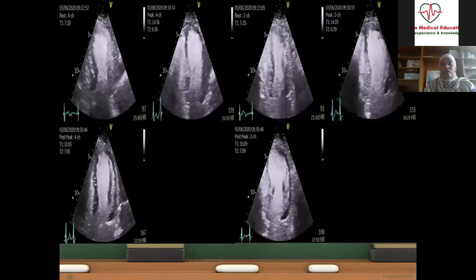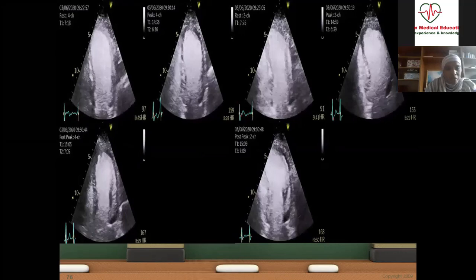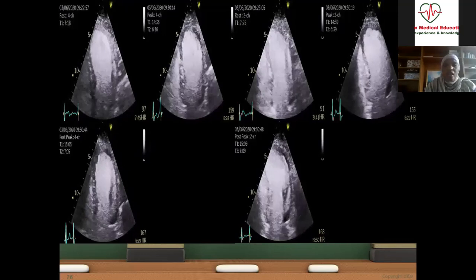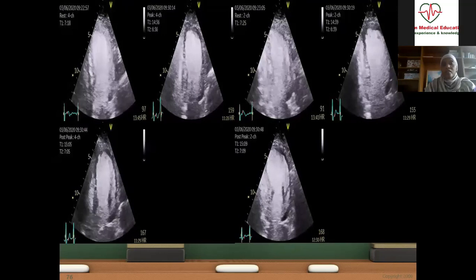But in this patient, as we can see, all the walls are contracting at rest. This is the anteroseptal wall. Maybe it's not very clear, but at post-exercise or peak exercise, with a heart rate of 159, the anterolateral wall is almost akinetic, and it worsened a few minutes post-exercise. And this is a two-chamber view.